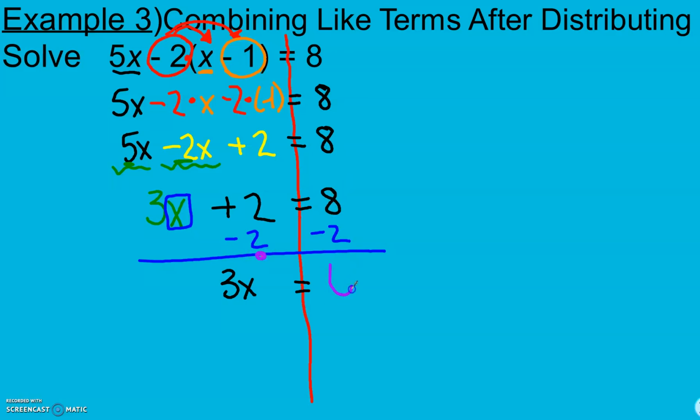And 8 minus 2 gives me 6. My x is being multiplied by 3. I get rid of multiplication by dividing. And here I get x equals 2. To plug it in and check here, we have to plug it into every spot that there's an x.